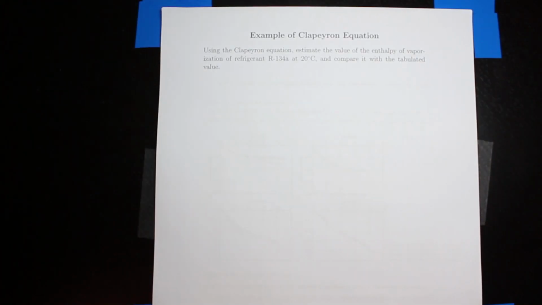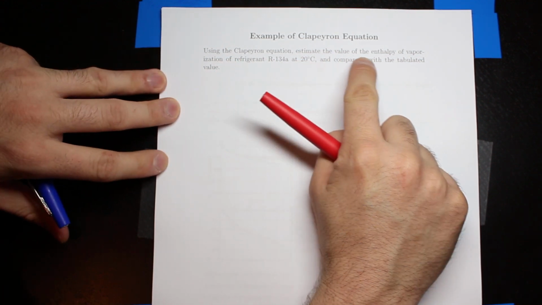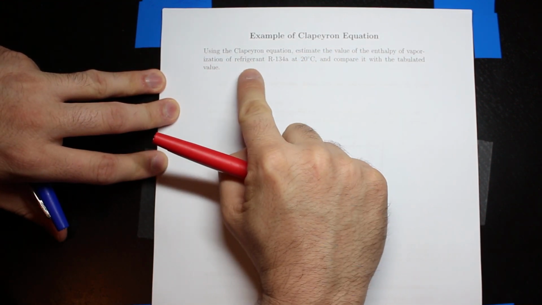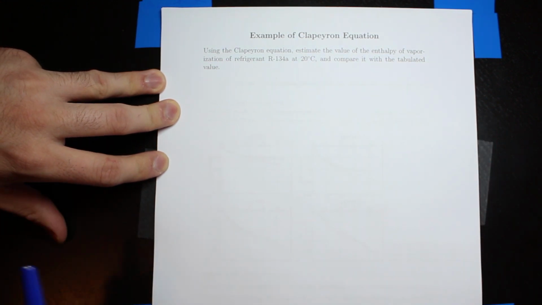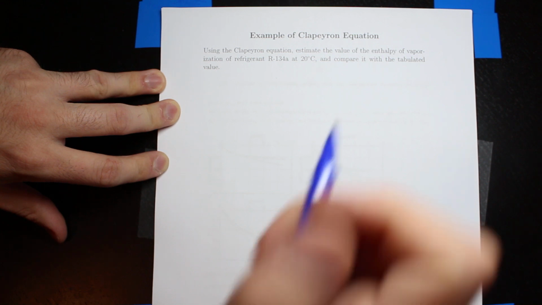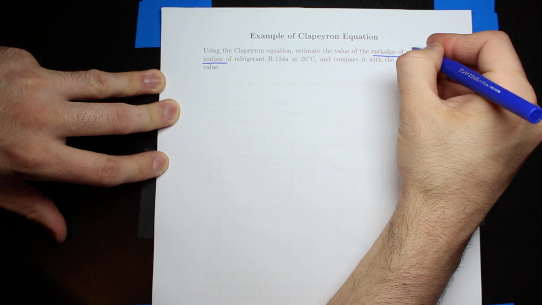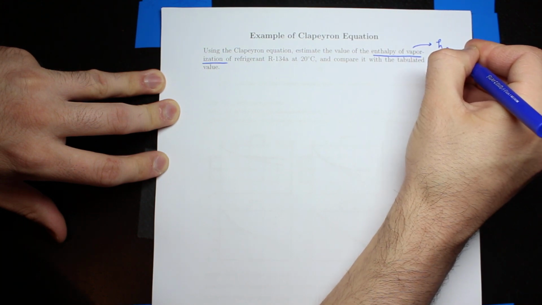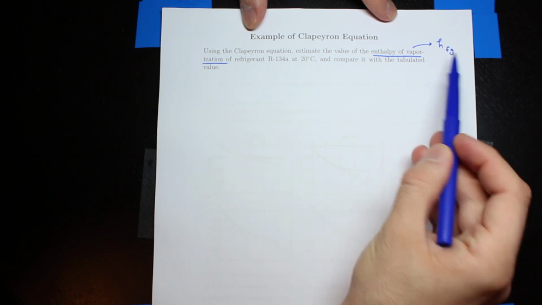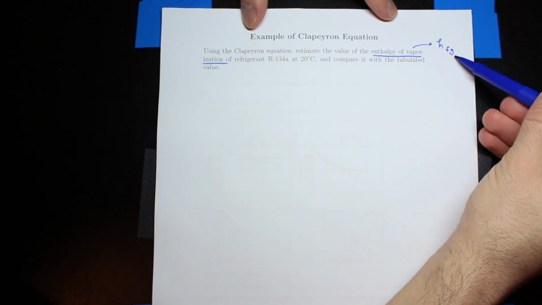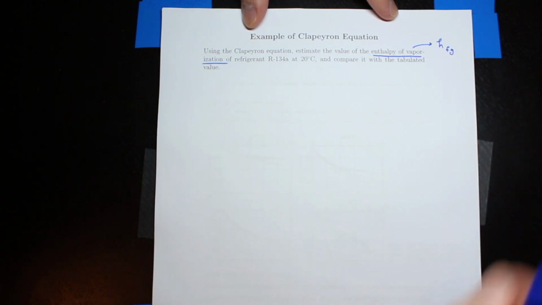In this example, we are going to utilize the Clapeyron equation to estimate the value of enthalpy of vaporization for this refrigerant at a given temperature. The enthalpy of vaporization is basically the hfg that we had in the tables. So the enthalpy of vaporization is h subscript fg, and that is basically the difference between enthalpy in vapor phase and enthalpy in liquid phase. So hfg is in fact hg minus hf.